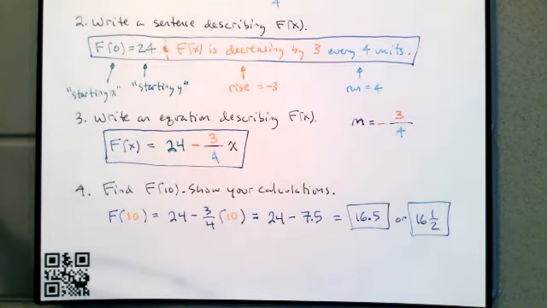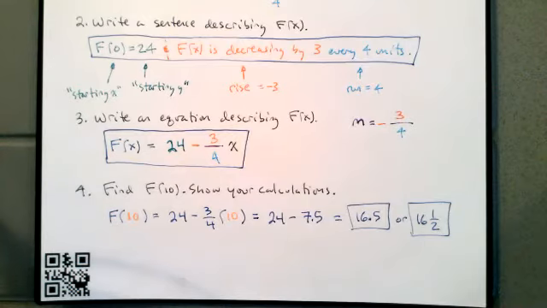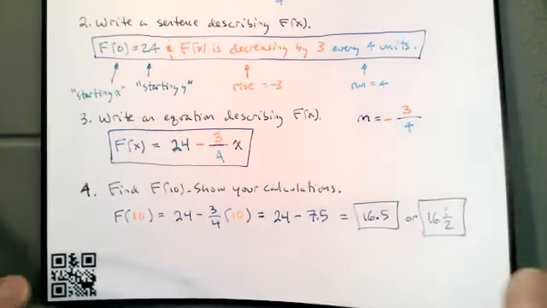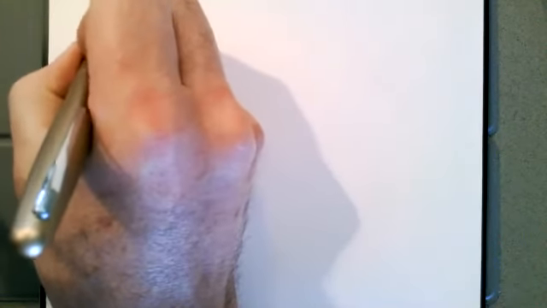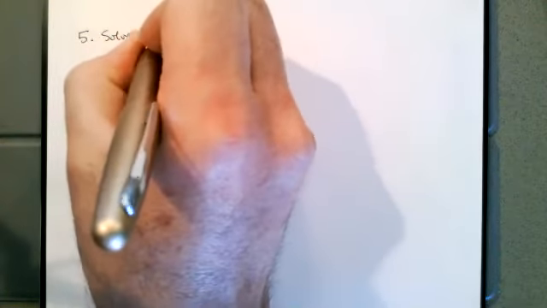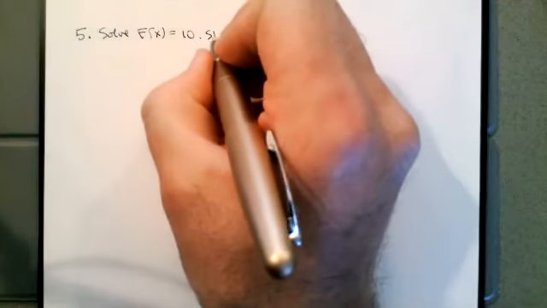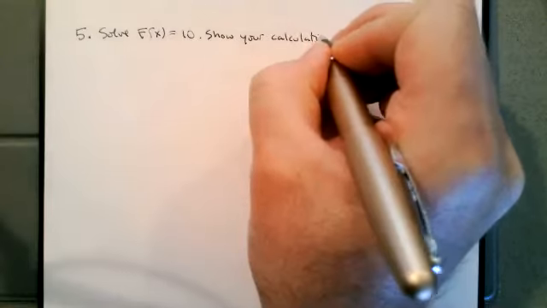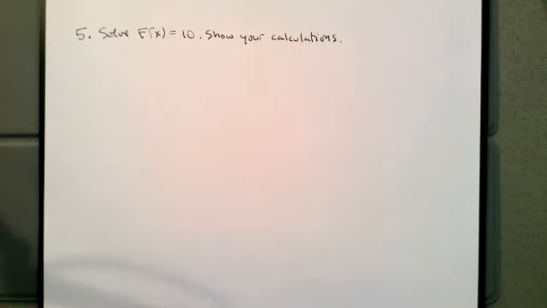The other game that we can play once we have the equation, the other input-output game we can play, is I can give you an output and ask you to find an input. So for example, I might say something like solve f of x equals 10. So here we're looking for the x, and then I'll say show your calculations. And maybe round your answer to the nearest 10th or 100th or some such.